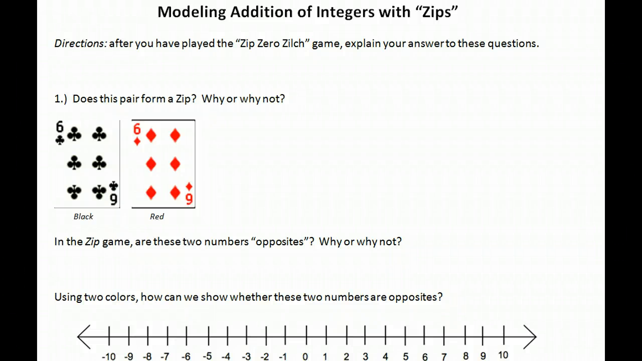Modeling addition of integers with zips and with bingo chips. The bingo chips will be important for us. So in the zip game, in the Zip Zero Zilch game, these two pairs formed a zip because they are additive inverses. If you add them together, 6 and -6, you will get 0.